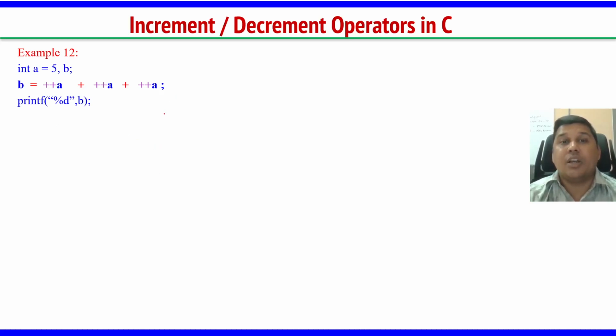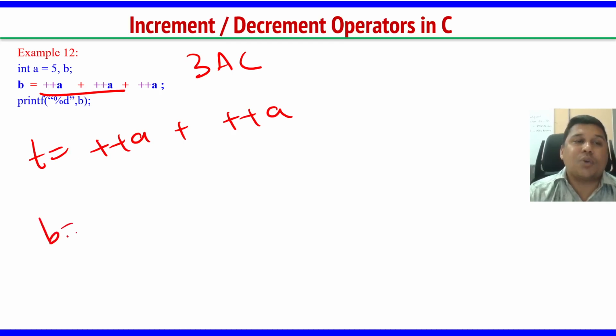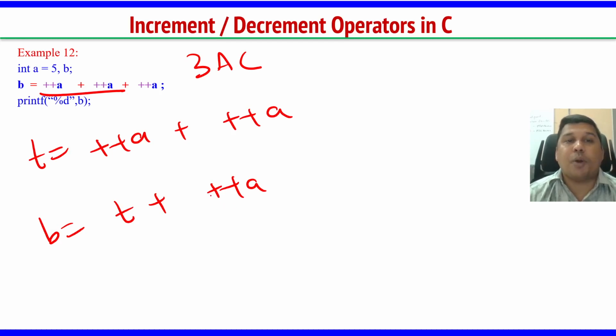Don't make that mistake. Always remember three address code. So your expression becomes T equal to these two, that is plus plus A plus plus plus A. Then B is equal to T plus plus plus A. This is the important point. Break it down and solve. Maybe slowly, and once you become a master, you can directly use it.